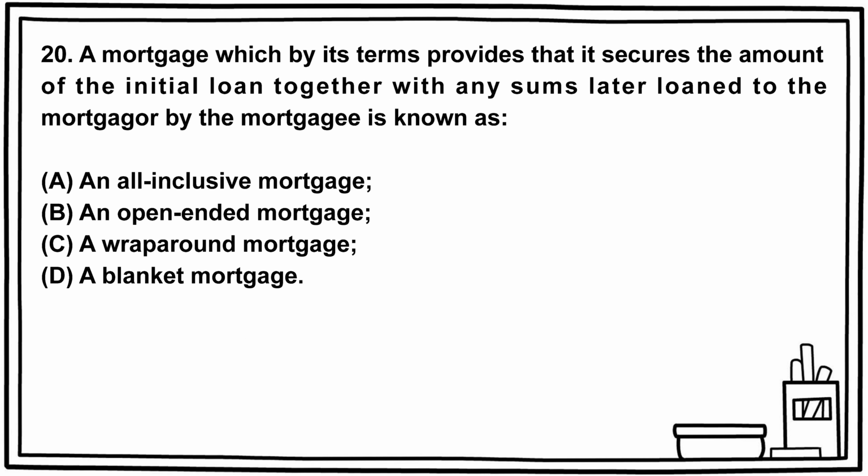20. A mortgage which by its terms provides that it secures the amount of the initial loan together with any sums later loaned to the mortgagor by the mortgagee is known as A. An all-inclusive mortgage, B. An open-ended mortgage, C. A wraparound mortgage, D. A blanket mortgage.